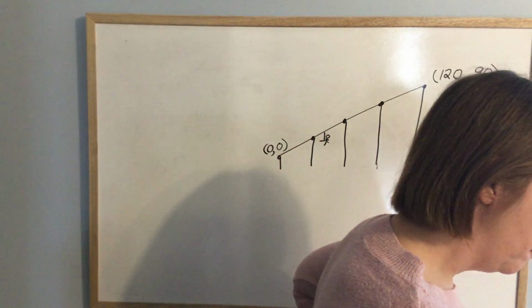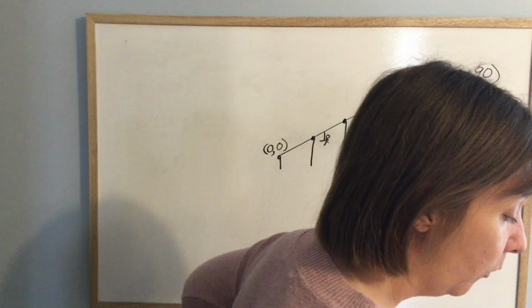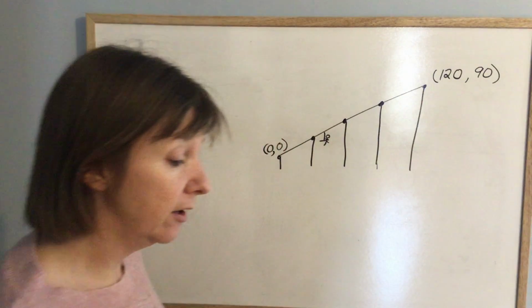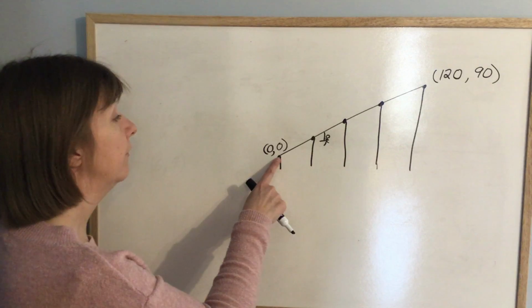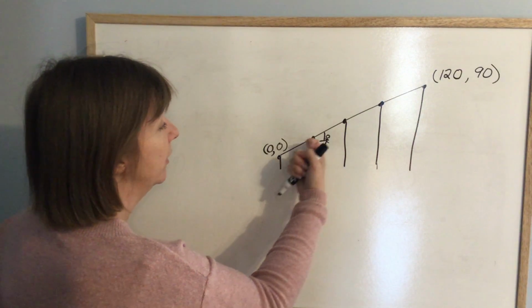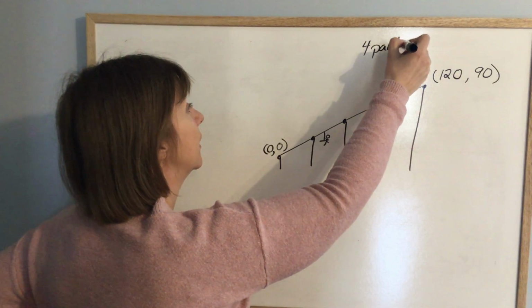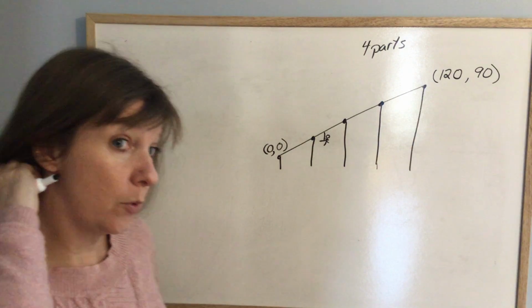It says, model the cable using the coordinates. Determine the coordinates of the cable at each support tower. All right, well, we have the beginning and we have the end. How many equal parts does that make? That makes 1, 2, 3, 4 parts. When I draw that, I see that there are 4 parts there.